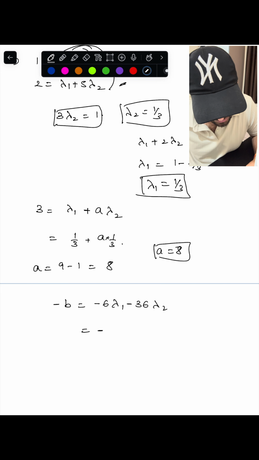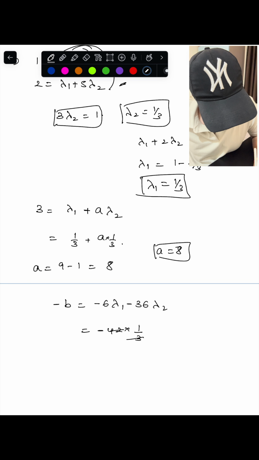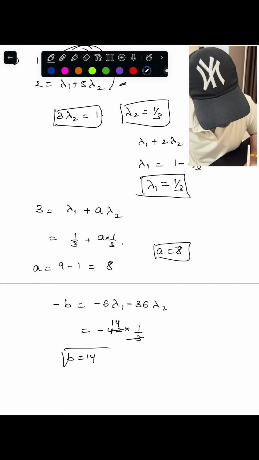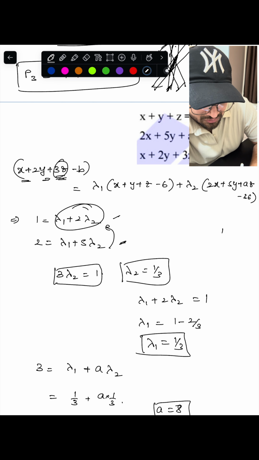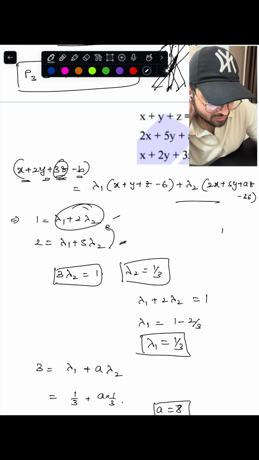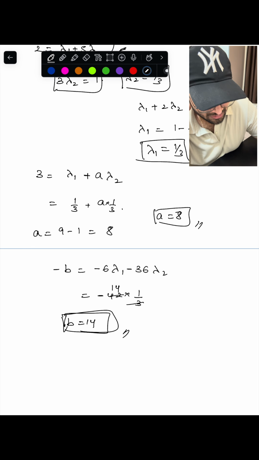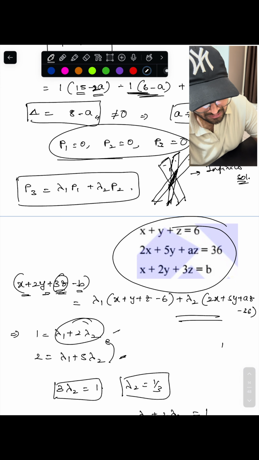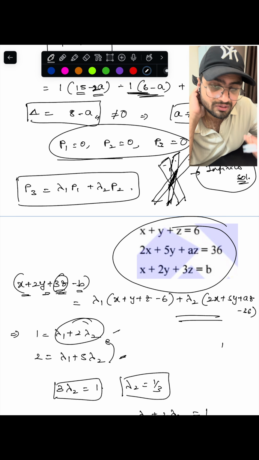So already lambda 1 and lambda 2 are both the same value, so minus 42 into 1 by 3, so that means 140. So b should be 40. For all the coefficients to be equal, that means the x coefficient, y coefficient, z coefficient and constants all have to be equal, b must be 14 and a must be 8. If this happens, all these three planes will represent a family of lines, which indicates infinite solutions. Otherwise it will have no solution.